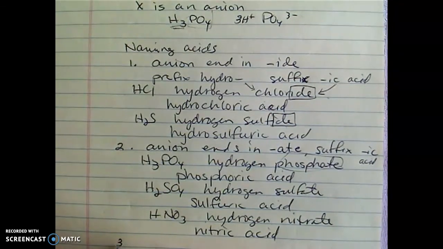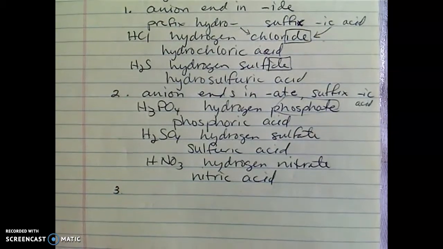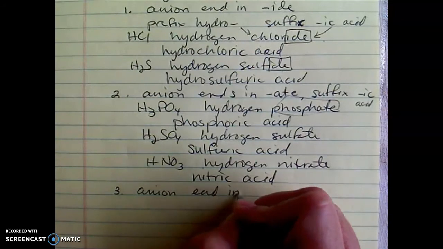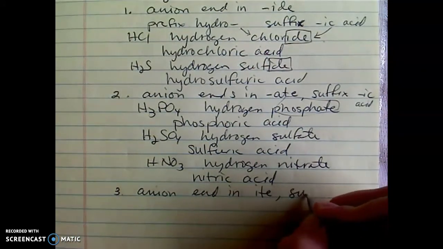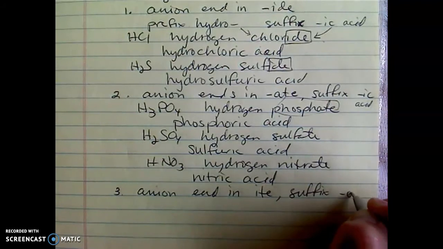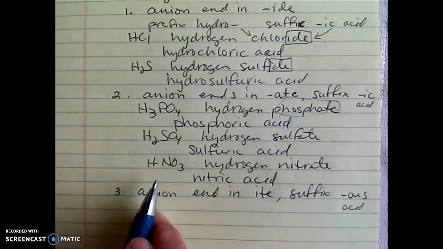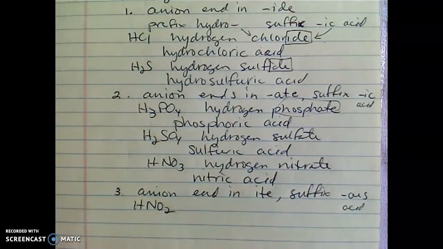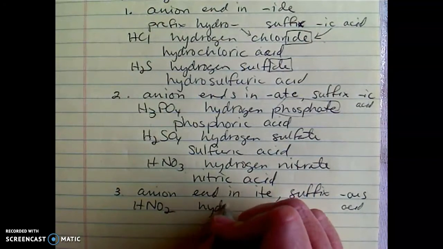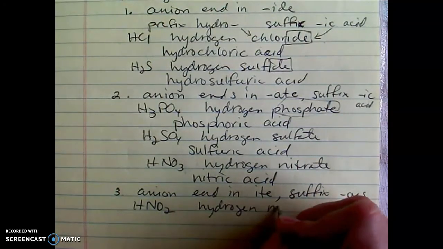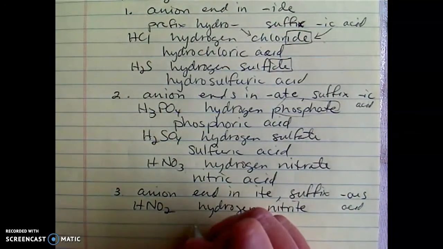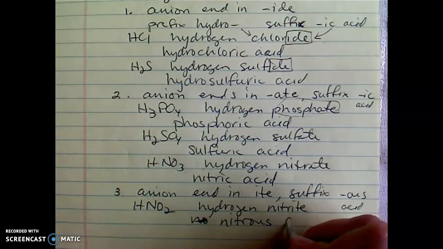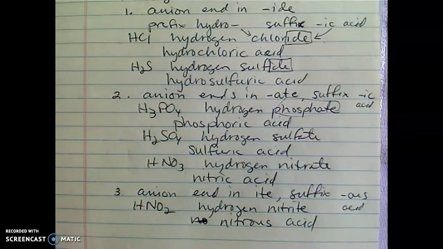The third one is if your anion ends in -ite. Your suffix will be -ous and then acid. For example, maybe instead of HNO3, you have HNO2. Hydrogen nitrite. That would become, whoops, gotta spell it right, nitrous acid. So you just have to be able to recognize names.